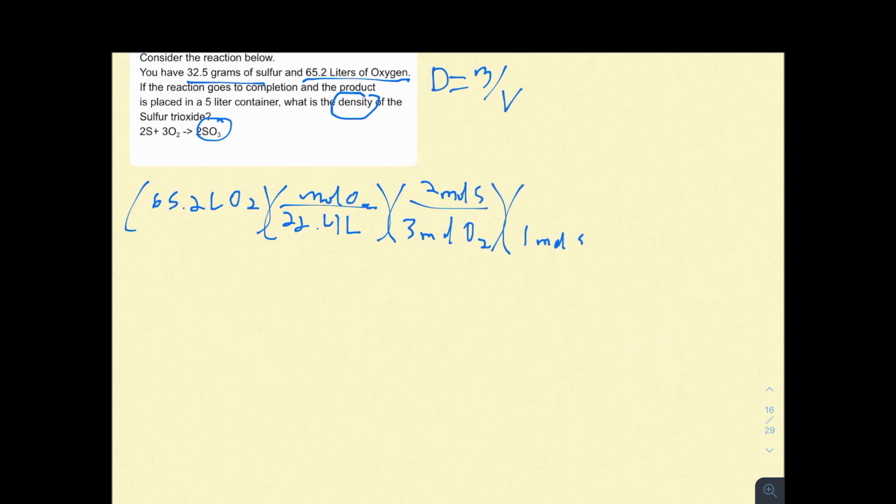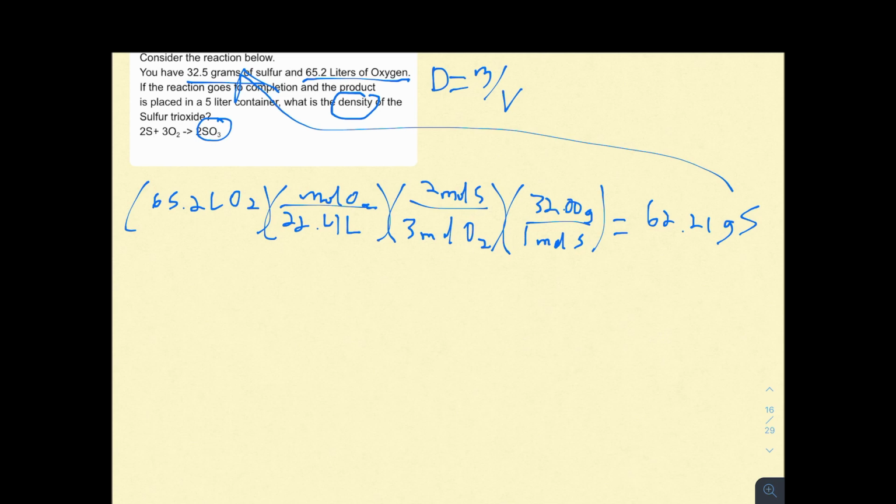We then once again use the molar coefficients in a 3:2 ratio of oxygen to sulfur to get moles of sulfur. By multiplying by the molar mass of sulfur, we get 62.21 grams of sulfur. Since the amount we calculated of sulfur is more than the amount we have, sulfur is the limiting reagent and it will all get used up. So we can proceed using sulfur in our calculations.